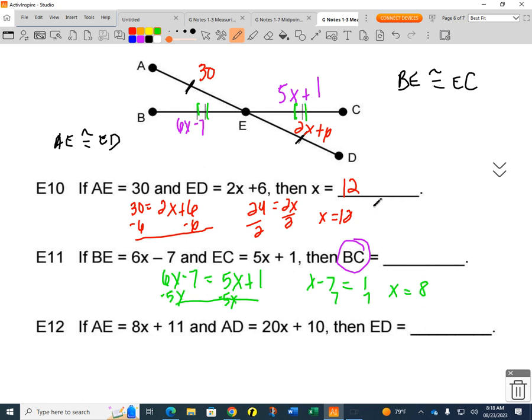Okay. So x is 8. So I can find the length of BE or EC and then multiply it by 2, and that will give me the length of the whole segment. Does that make sense, Tajari?